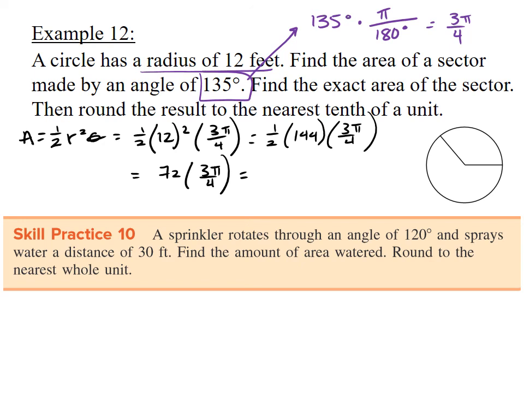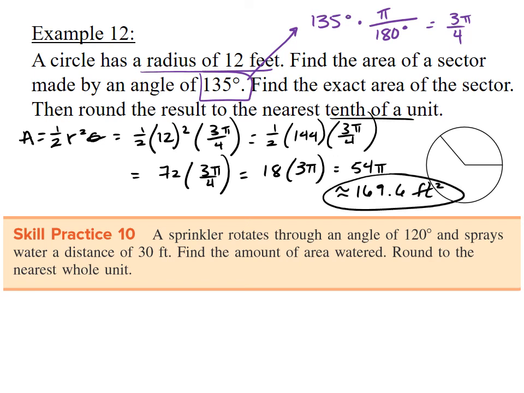4 goes into 72 18 times, and of course you can plug this into your calculator and get 54 pi, or since it says nearest tenth of a unit, that would be 169.6 square feet. Since we are finding area, we need a label in square units. If you want to practice the next one on your own, go ahead and pause the video and come back.